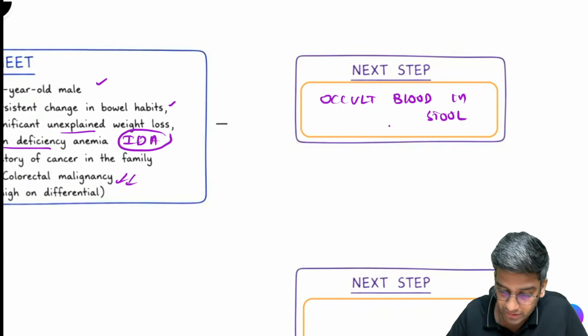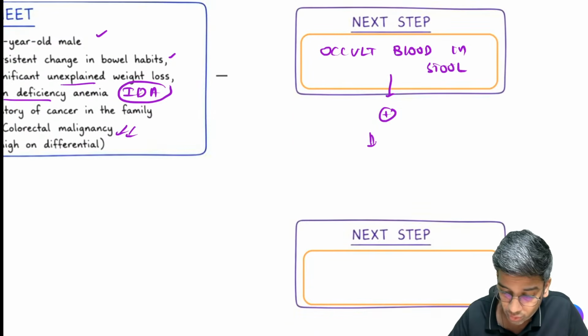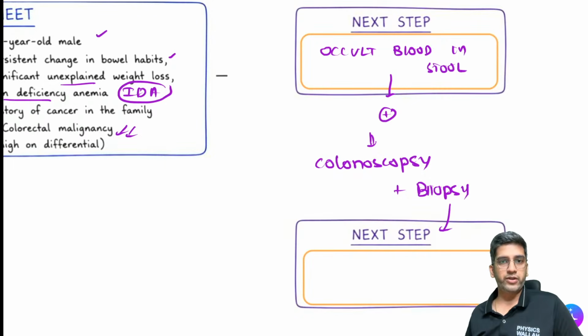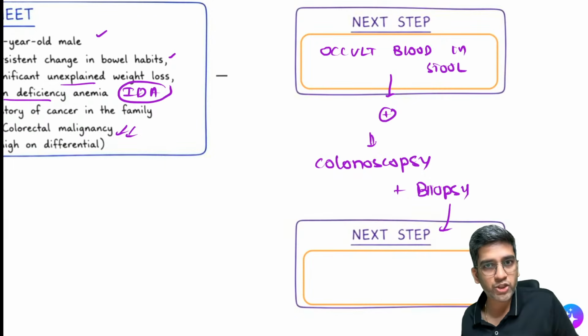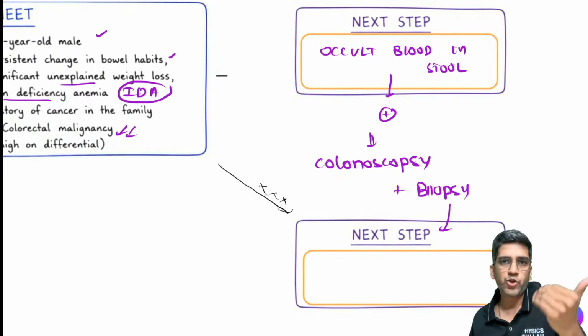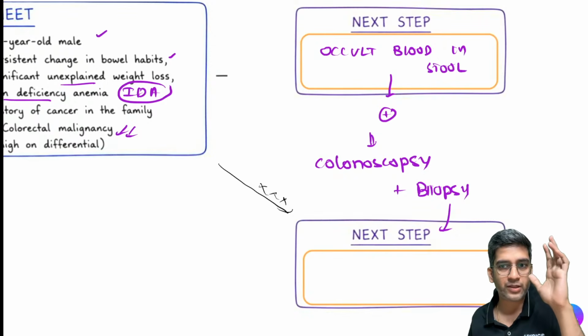If the occult blood in the stool is positive, then whatever Siddhi said is absolutely right. I have to do a colonoscopy plus a biopsy. That's the next step, right? That's what I'm going to do here. First, I do an occult blood in the stool. That's very, very important. Please do not bypass this and go here. You might be right. I'm not denying that, right?